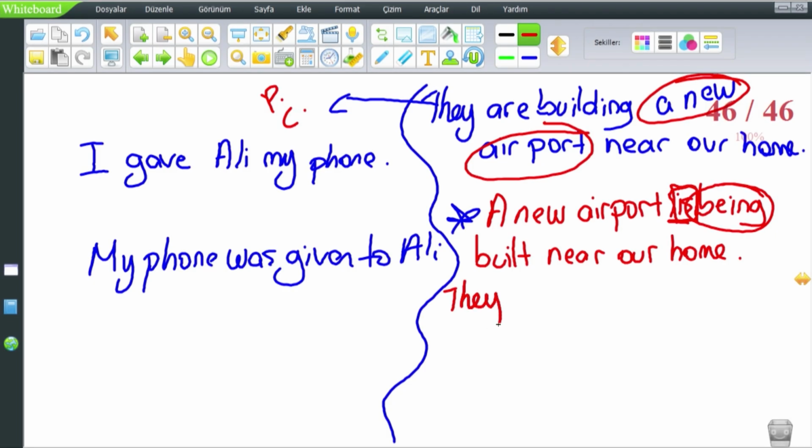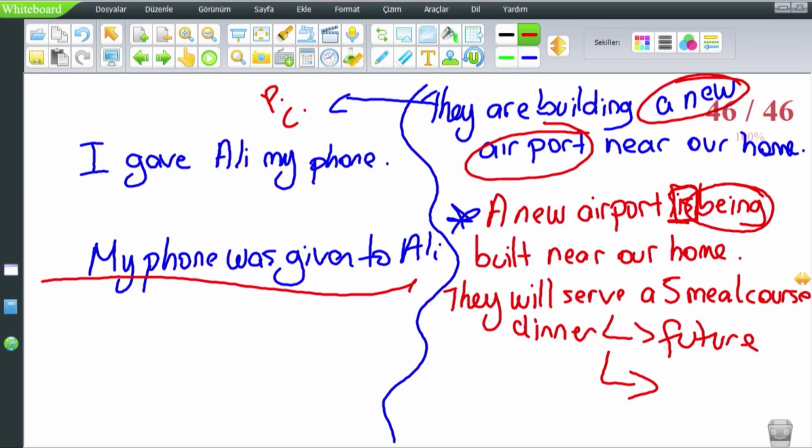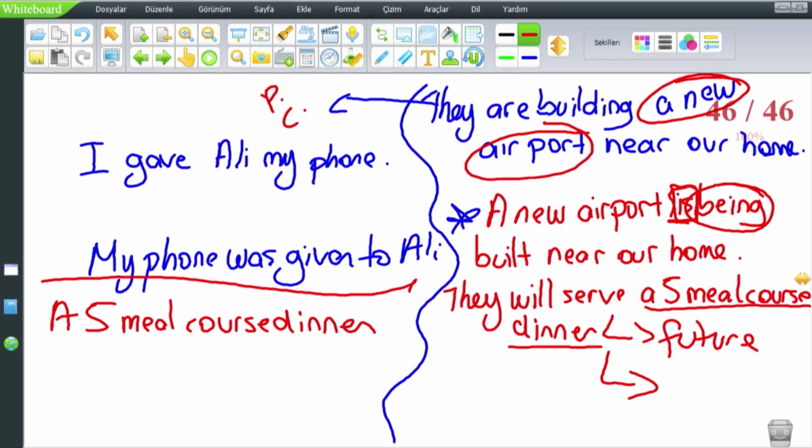They will serve a 5-meal course dinner. My tense here is future, and my object is a 5-meal course dinner. A 5-meal course dinner will be served. That's it.